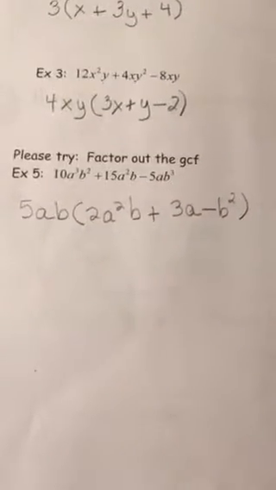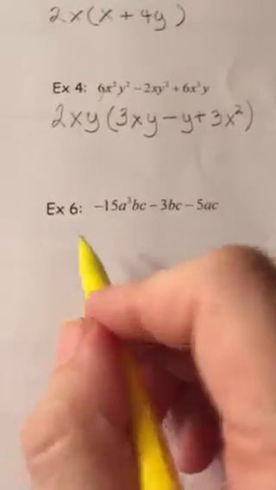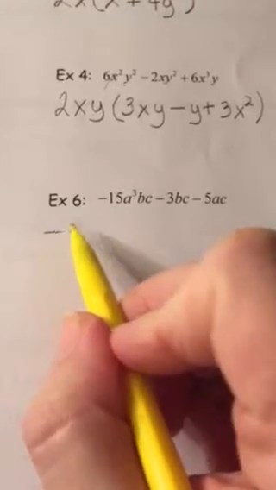Alright, so hopefully you got that correct. Now let's see if you got the other one. Now this one starts out with a negative, so you can take out, and I would suggest to take out a negative along with your GCF.